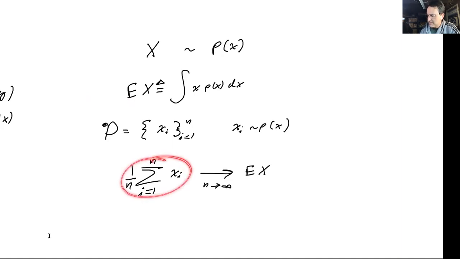This is the empirical expected value. This is the actual expected value. So the bigger the sample set we get, the closer they are. While we don't have access to the actual one, we can get access to quantities that we care about.